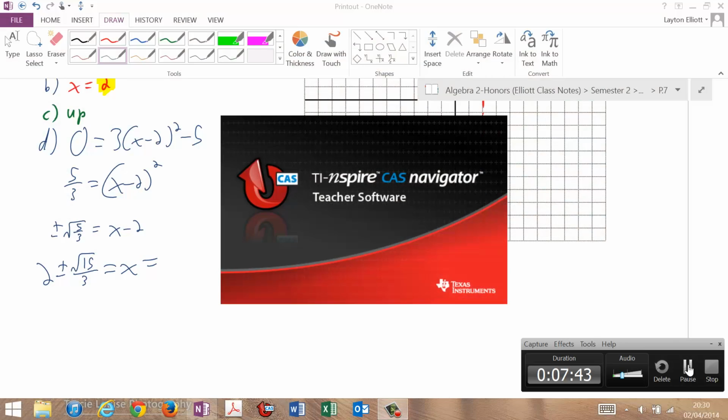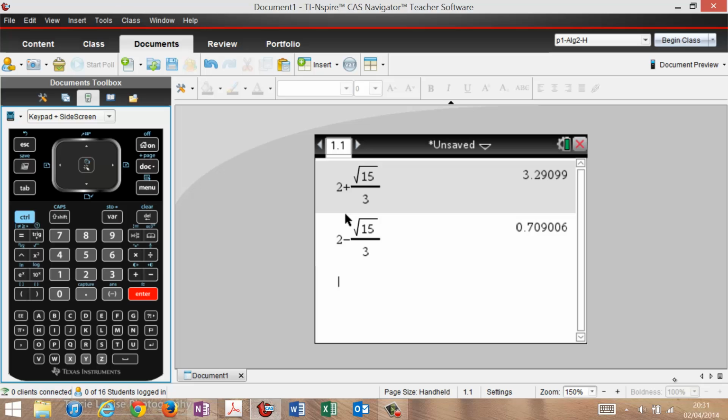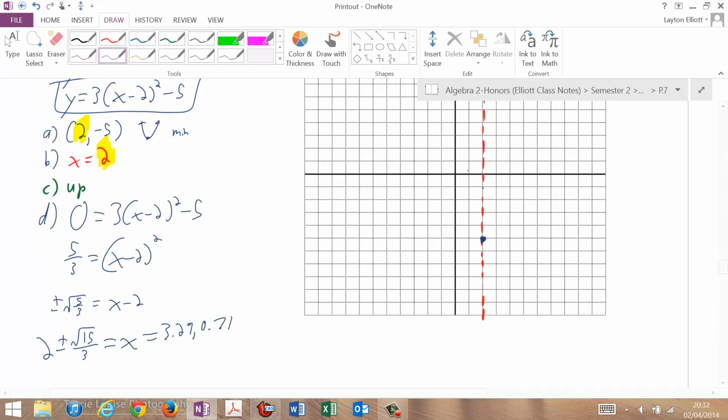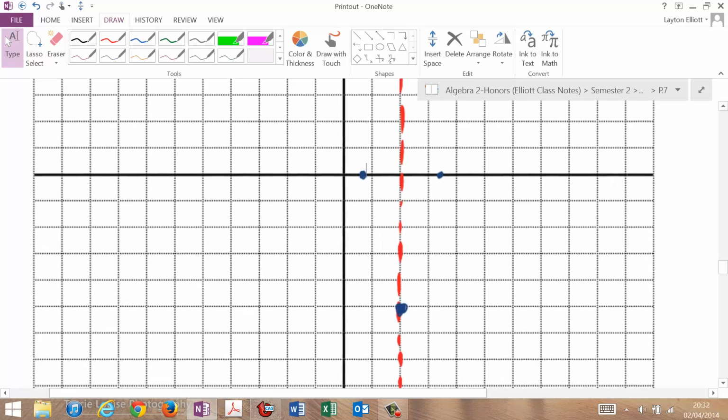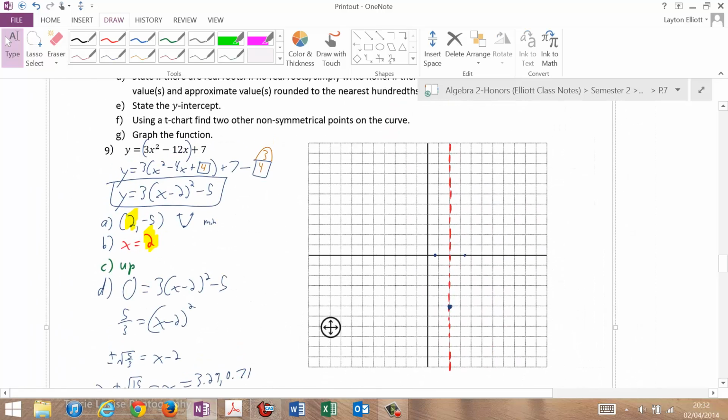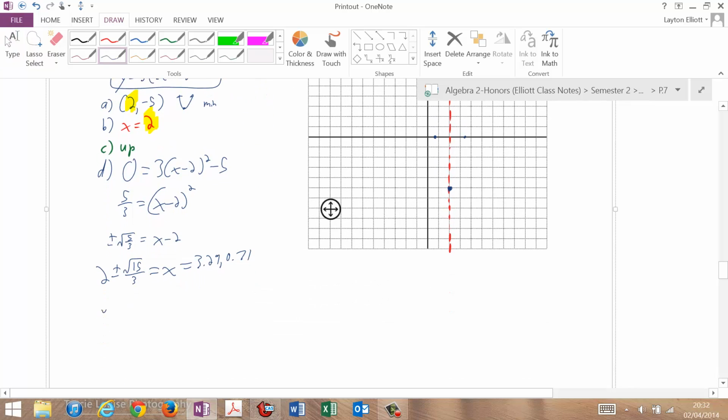I'm going to hit pause while that opens. And here's my two values, 3.29 and 0.71. So that is 3.29 and 0.71. I'm going to plot those approximately. One's going to go here, and one's going to go here. I'm going to zoom in and check that they are in fact symmetrical, and they are. That's good. Zoom back out and go with part E, which is the Y-intercept.